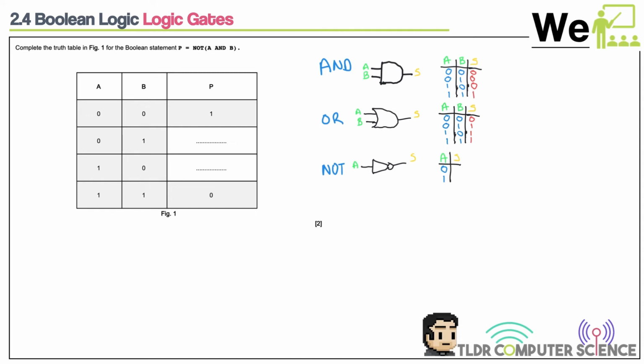And with a NOT gate, all it does is it flips it. So if it's 0, it becomes 1, and 1 becomes 0. Okay, great. Then let's use this to look at our problem.